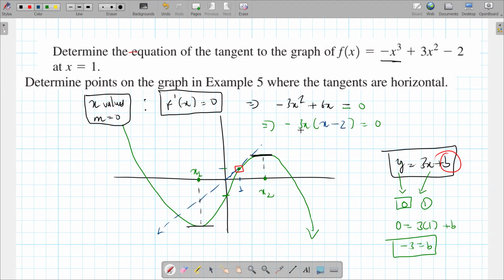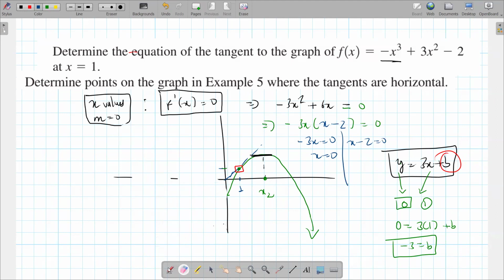So what are our two x intercepts? One of them is at negative 3x equals 0, and the other is at x minus 2 equals 0. One of them is at x equals 0. So this sketch is not perfect. This should have been here. A more appropriate sketch would be something like this. This is actually what the curve looks like now that we know.